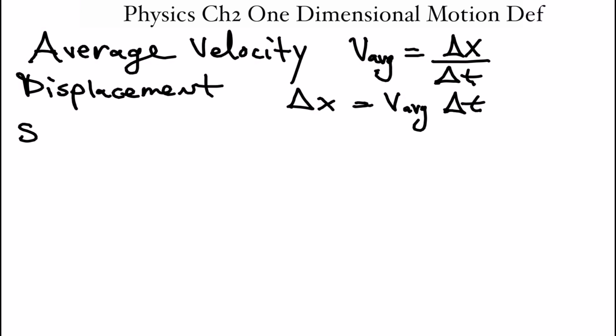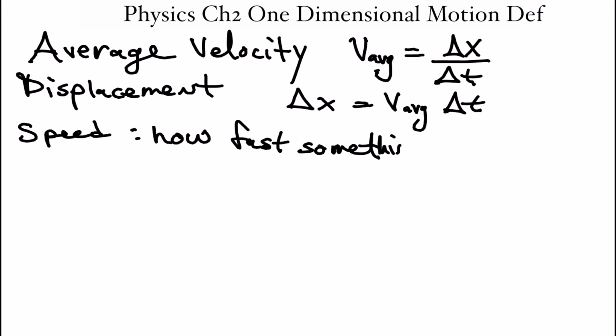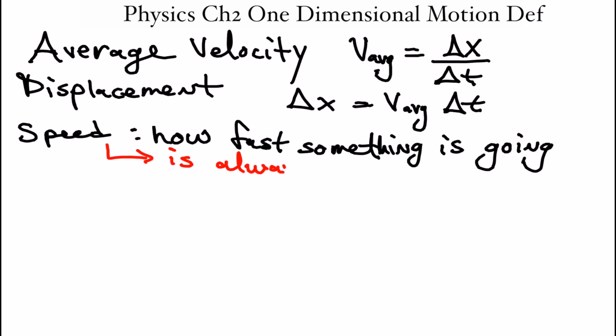So when you see the word speed, this just means how fast something is going. Now, the important thing about speed is that it's always positive. Speed cannot be negative. So speed is always positive.